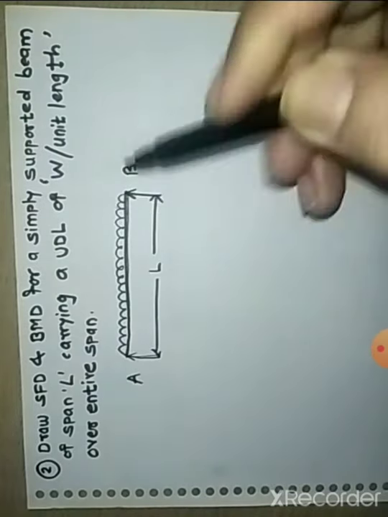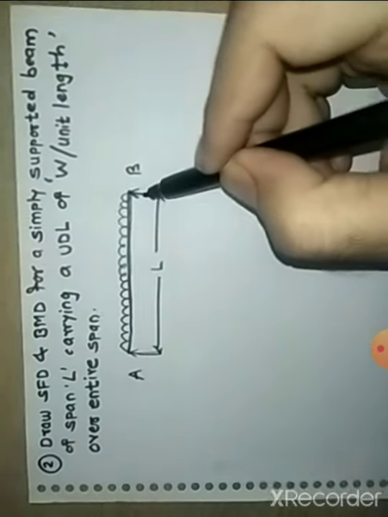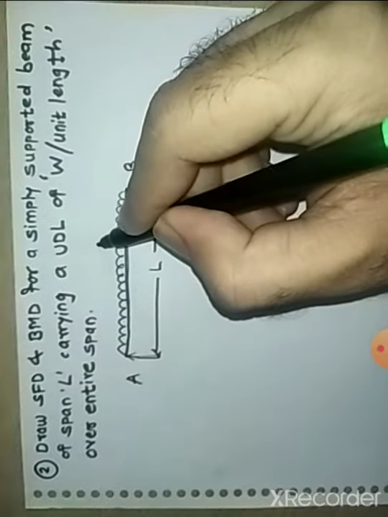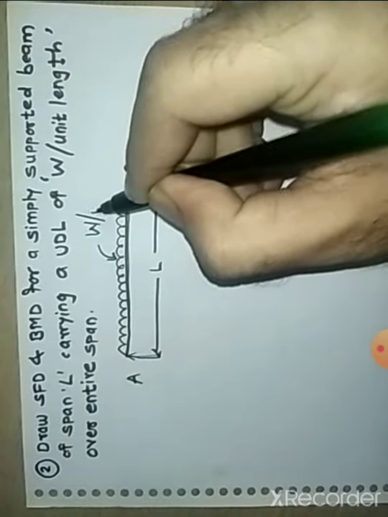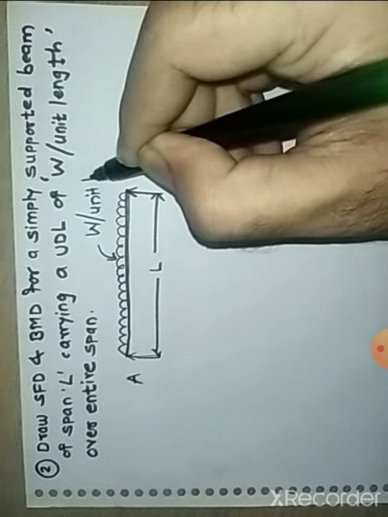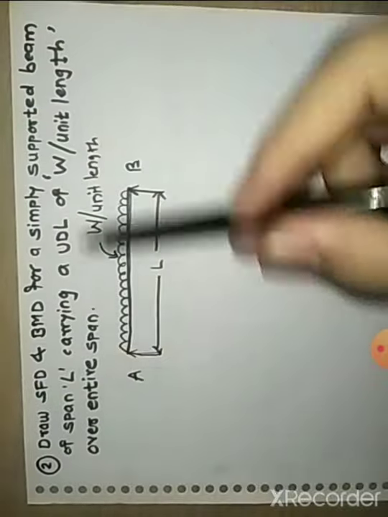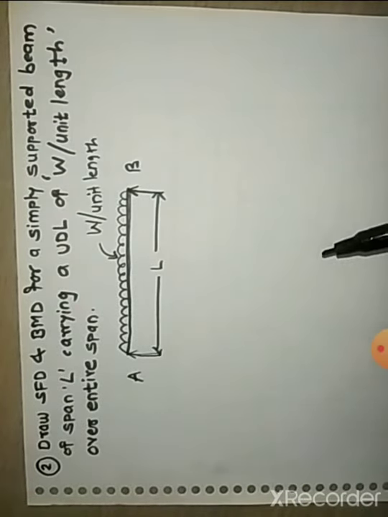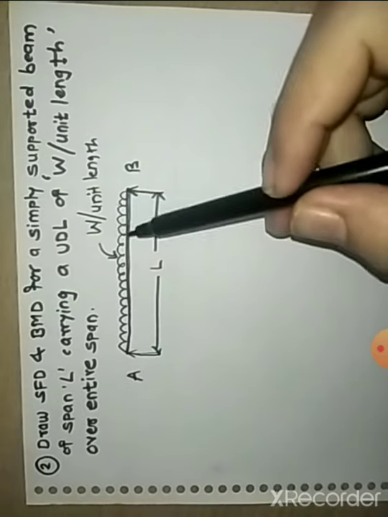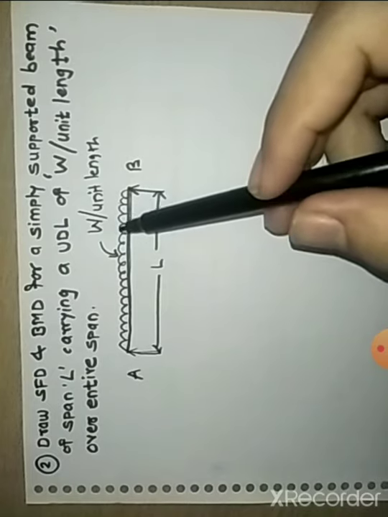So on the full length of the simply supported beam, there is a UDL having intensity of W per unit length. Okay, so for this beam, we have to draw SFD and BMD. We have already seen, if the UDL is given, what we have to do?